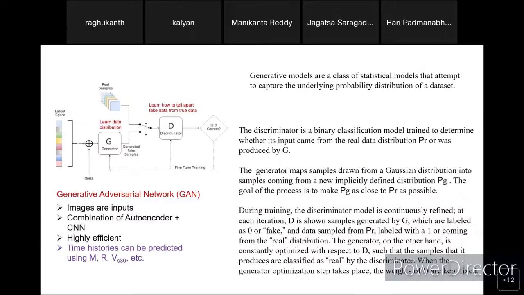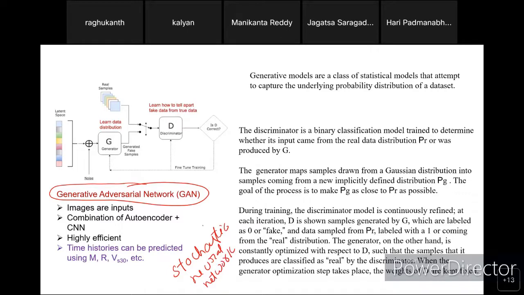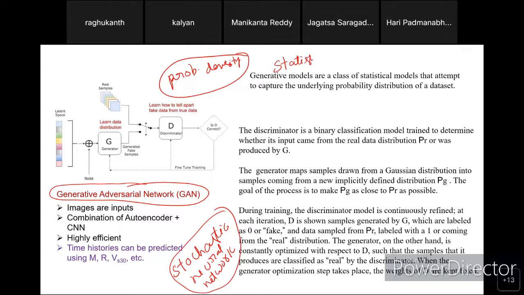Then another network which is nowadays becoming popular, an extension of the previous networks, is what we call a generative adversarial network, a GAN. These are also very special types of networks, and all these networks start from your Bayesian neural networks. This is also a stochastic network. In these networks we don't work with the data itself. Of course, data is an input, but we are not interested in the data; we are interested in the probability densities, or the PDF, or the statistics of the database. So this is what we are interested in, and a GAN comes under this.